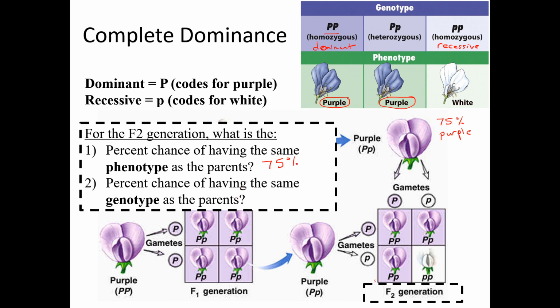And then having the same genotype as the parents. Well, the parents' genotype is heterozygous, big P, small p. There's one of those, and there's another one. So 2 out of 4, 50% chance of having the same genotype.